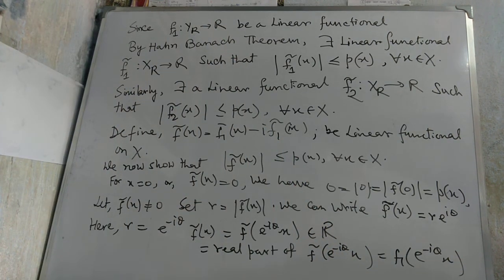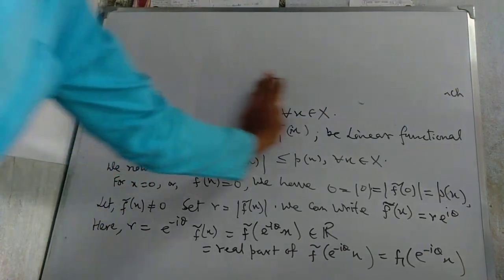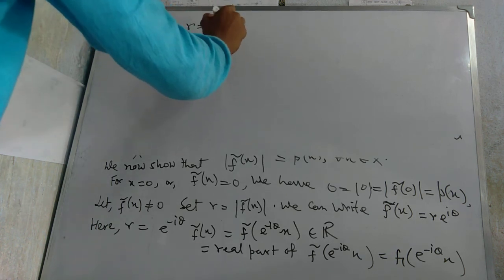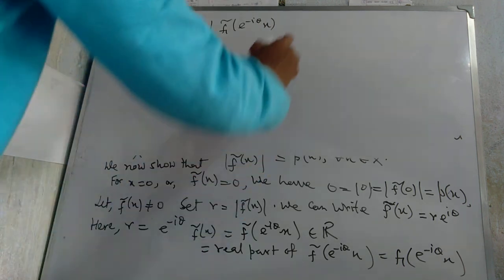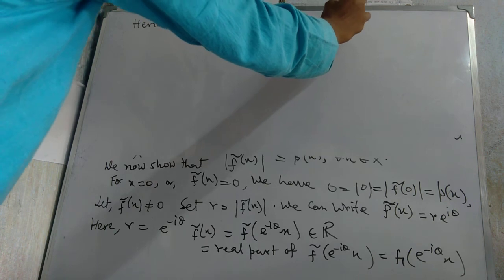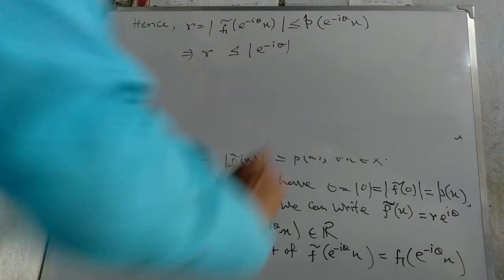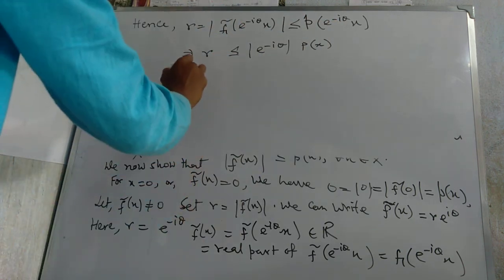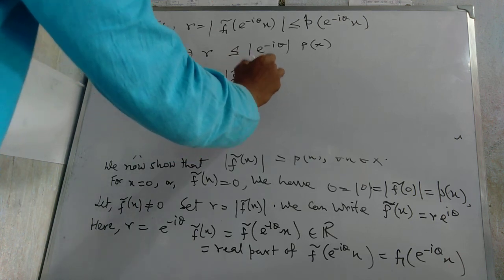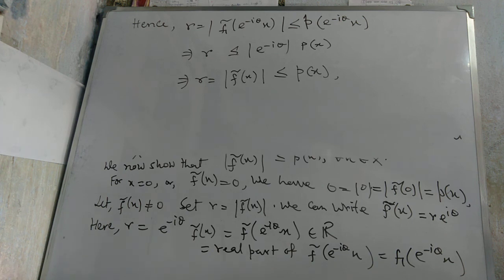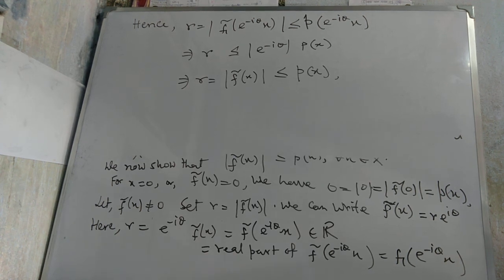Okay, so we erase our portion and go to further discussion about that. Hence r = |f1 tilde(e^{-i theta} x)|, which is less than or equal to p(e^{-i theta} x). This implies that r is less than or equal to |e^{-i theta}| p(x). Hence r = |f tilde(x)| is less than or equal to p(x). Okay, so we also prove there exists a linear extension f tilde of f such that |f tilde(x)| is less than or equal to p(x). Okay, so today we stop here.